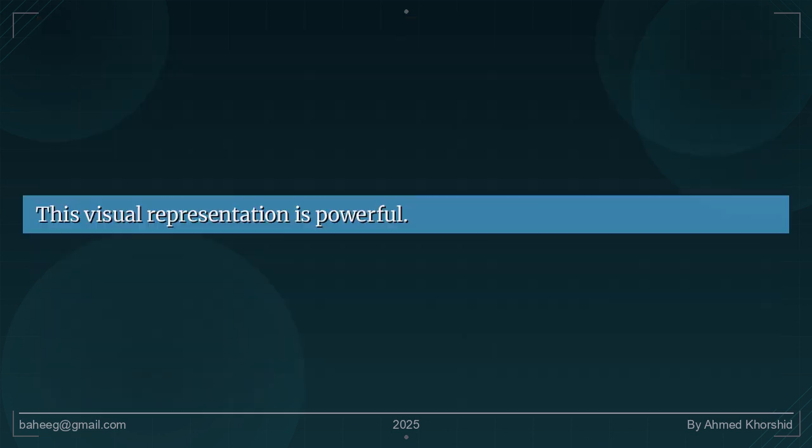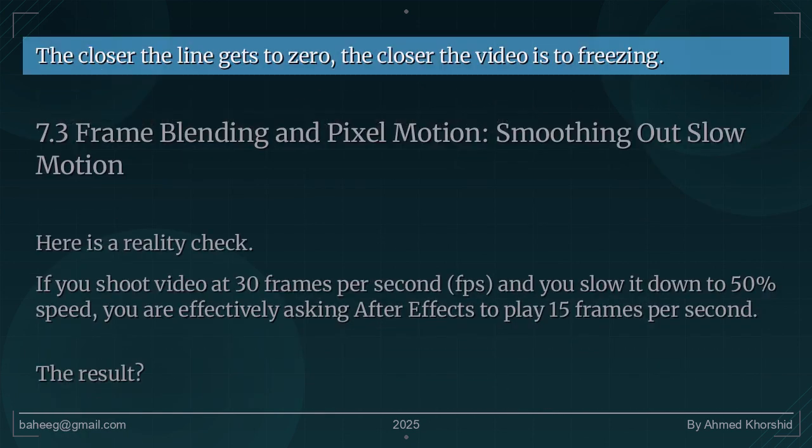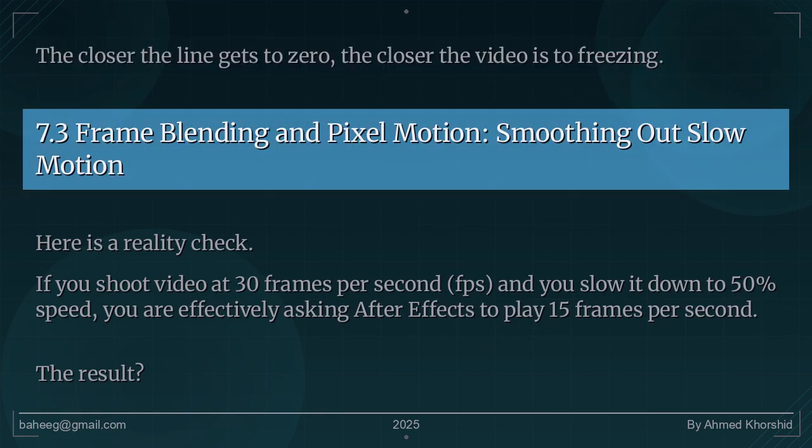This visual representation is powerful. The higher the graph line, the faster the video plays. The closer the line gets to 0, the closer the video is to freezing. 7.3 Frame blending and pixel motion, smoothing out slow motion.